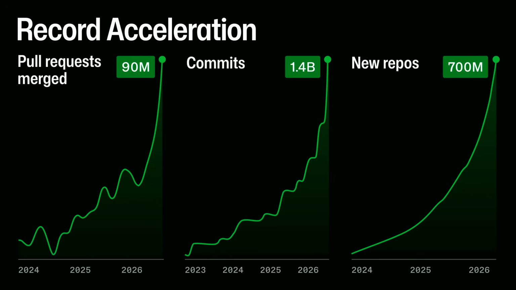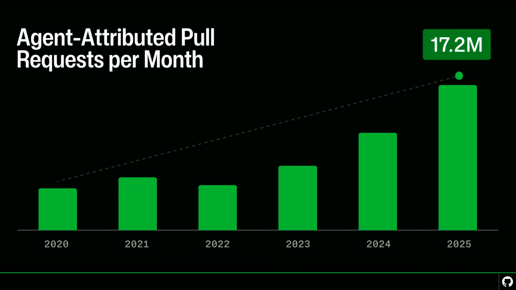So as you saw in the keynote, agentic coding's really kicking off, and we're seeing massive, massive growth. As we look, we're actually seeing the number of pull requests coming from agents going through the roof as well.